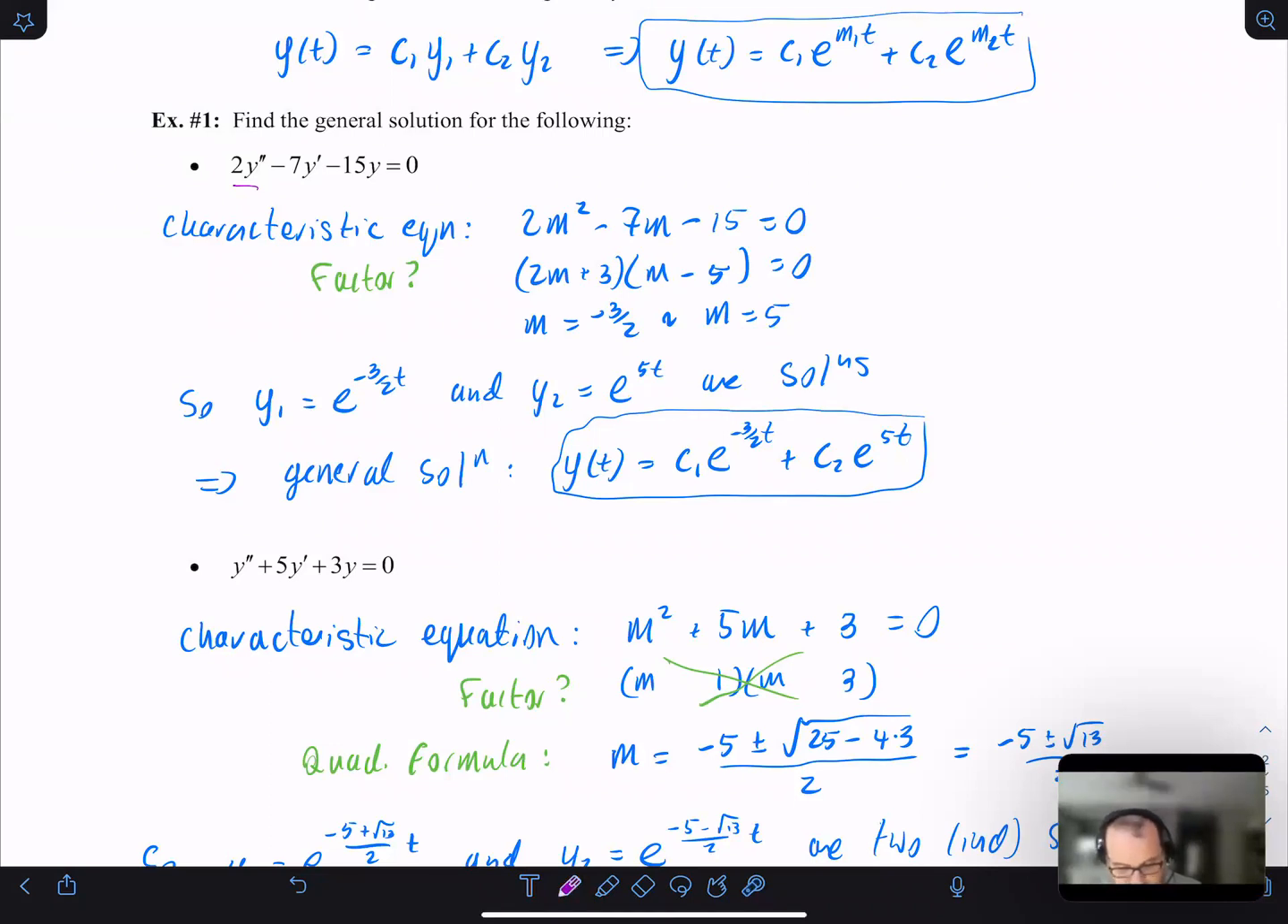Again, I called them both m. You can think of them as being m1 and m2 if you prefer. Therefore, we know that this is a particular solution. This is another particular solution. And if we form a linear combination of them, we get the general solution.